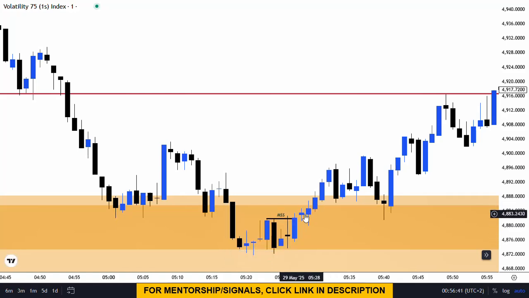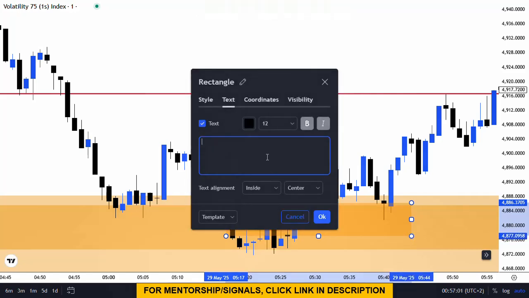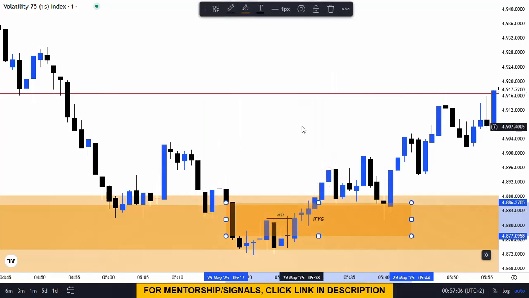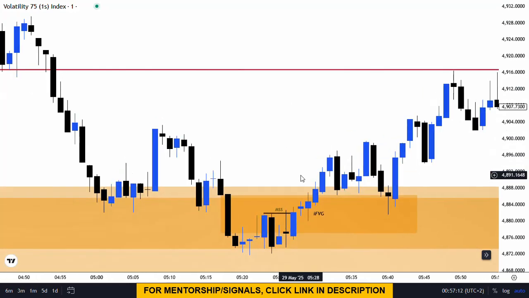What you have are two things. A displacement that failed, which became an inverse fair value gap. That's one. And that is not where the entry was. So just stick with me. It made a fair value gap. That's one. The second thing that you have is this single candle, or another hidden single candle order block right here.